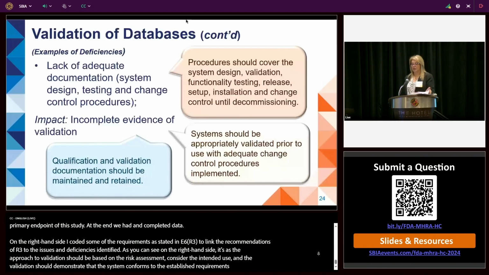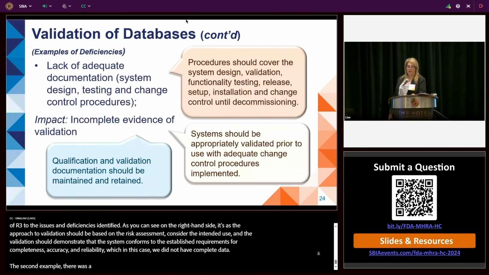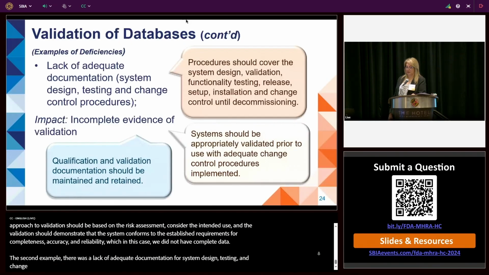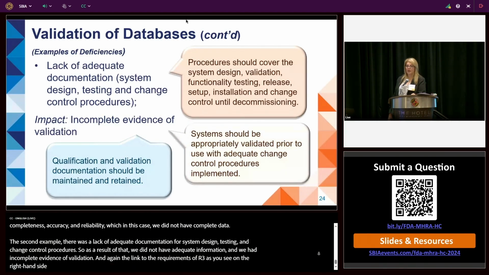In the second example, there was a lack of adequate documentation for system design, testing, and change control procedures. As a result, we did not have adequate information, and we had incomplete evidence of validation. And again, the link to the requirements of R3, as you see on the right-hand side, very clearly speaks to those deficiencies. That's why I wanted to bring to your attention the importance of following the recommendations of R3.